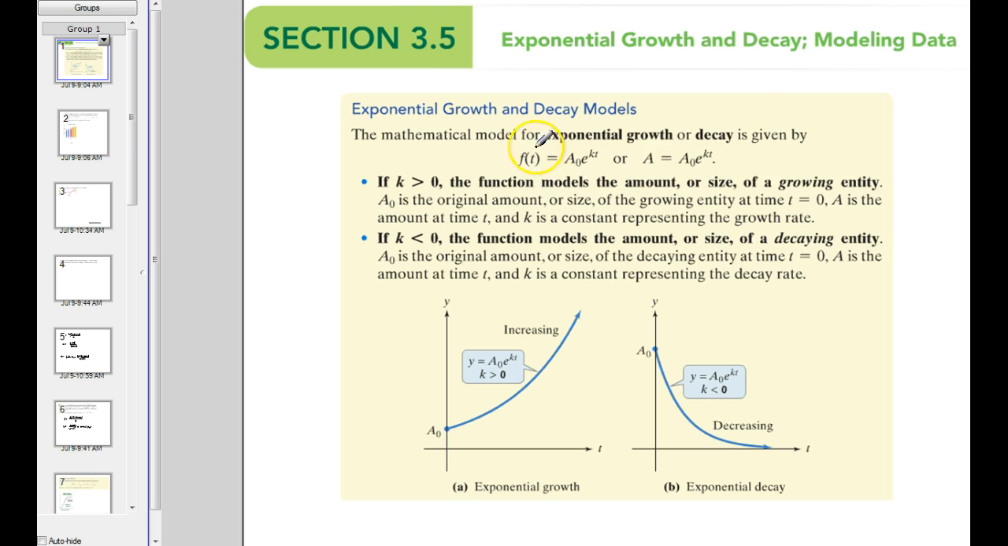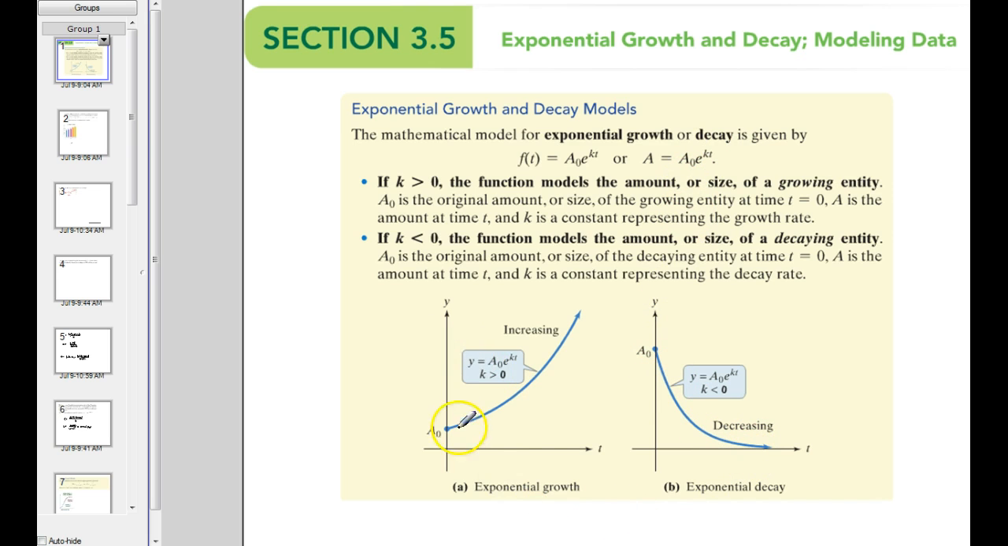But an exponential growth or decay model has this look to it where we have A naught, which just means some initial value. We start off with A naught, and we either grow or shrink depending on this value k that's up here in the exponent. So if k is positive, we have an increasing function because e is being raised to a positive number, and if k is negative, we have a decreasing function.